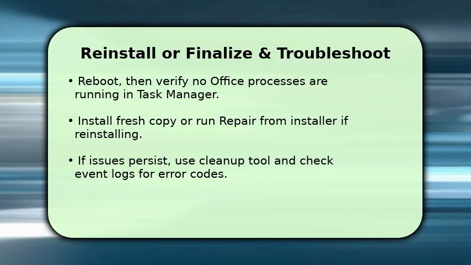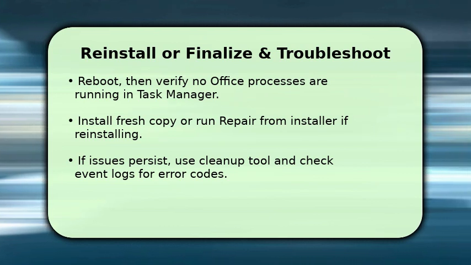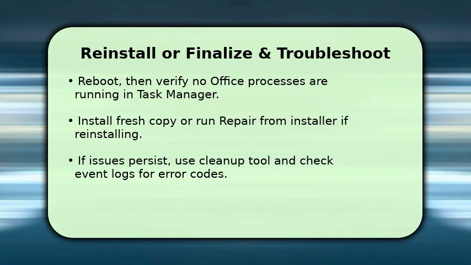If something goes wrong, run the cleanup/uninstall utility again and examine Windows Event Viewer for error codes. They guide targeted fixes. And if activation fails, sign in with the correct account and re-enter your product key. That resolves most license-related errors.